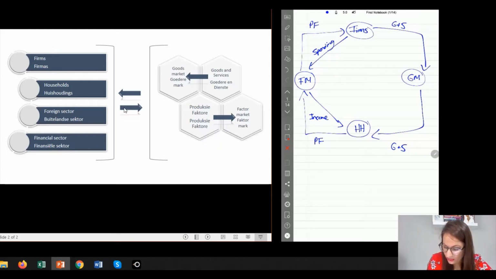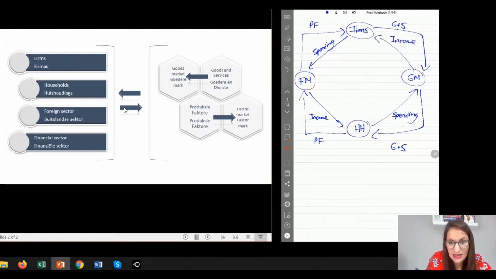So what are you going to do? You're going to take that income and you're going to spend it again on your goods market to provide goods and services for your family and your household. And in return, that spending generates income again for firms.